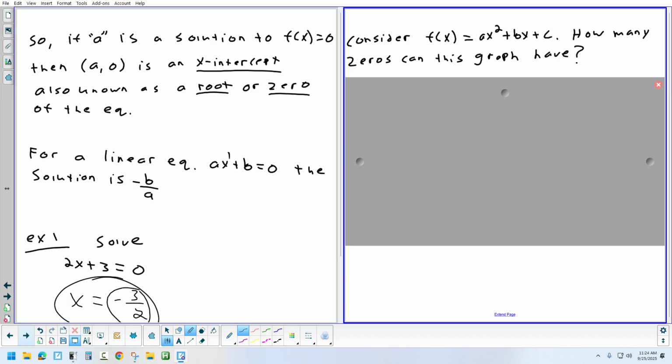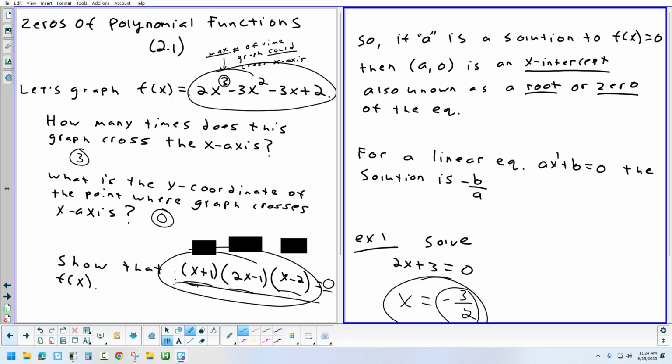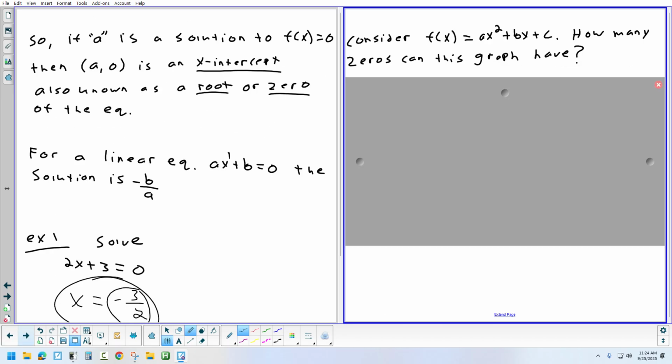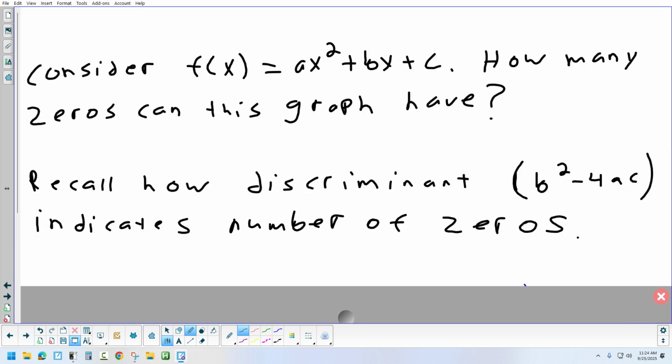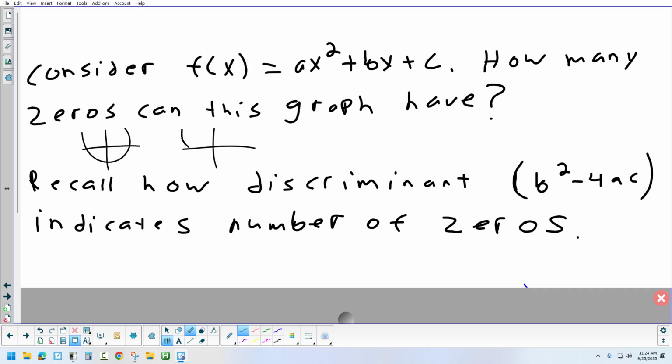How many times can a parabola cross the x-axis at most? Remember, I gave you kind of a hint about how you figure out how many times it could cross at most. Right. It can cross the x-axis up to 2 times, but it could also cross 1 time. We don't even really call it crossing. It's more like it just touches it. Or it could cross 0 times.